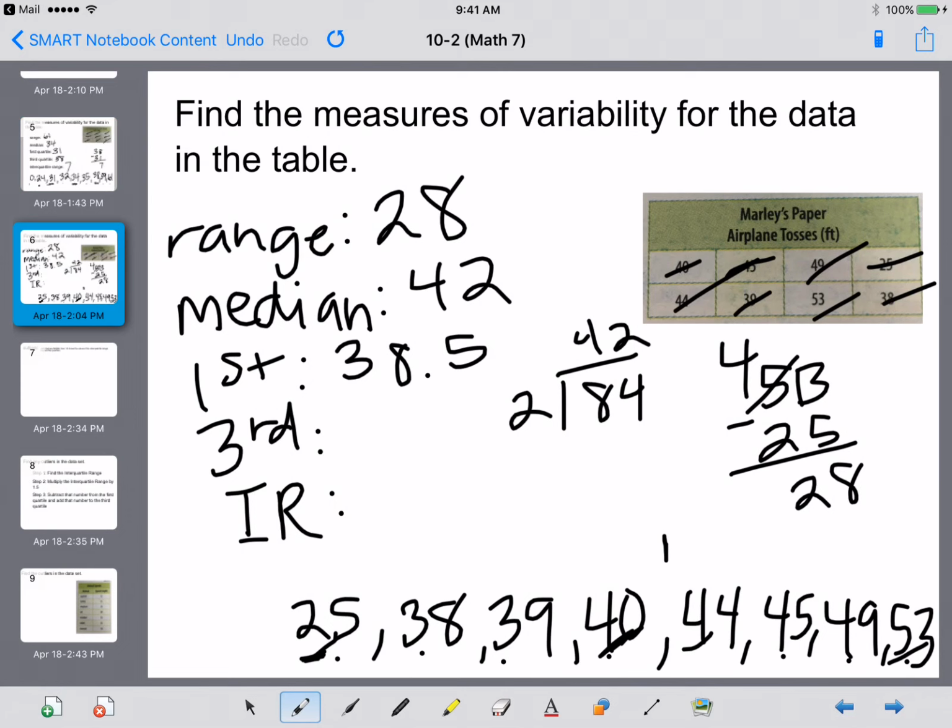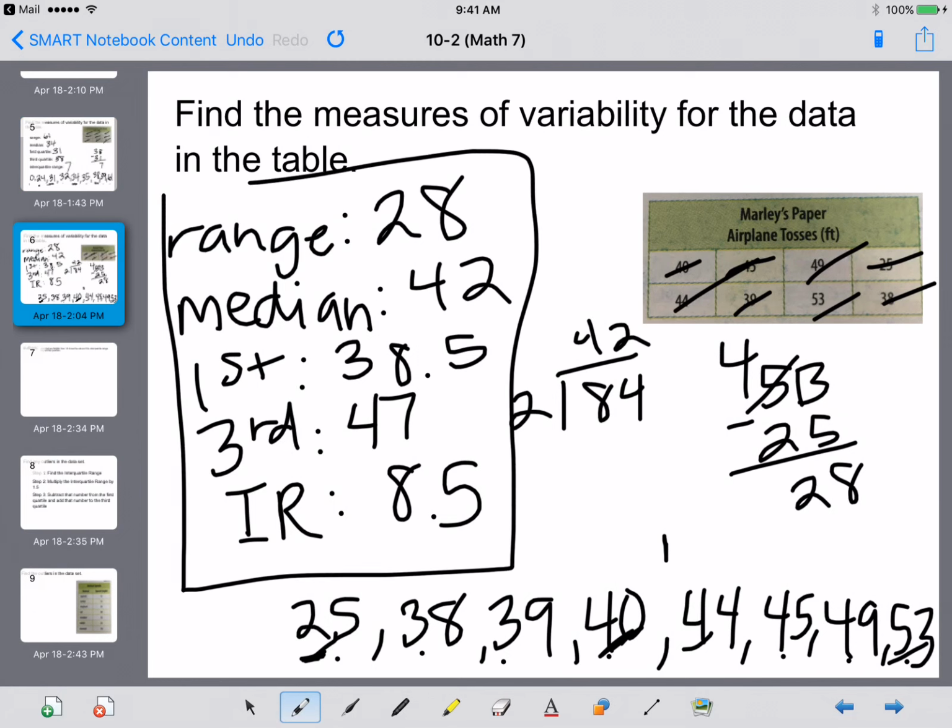The number that is in between 45 and 49 is 47, because you've got 46 going up 1 from 45, down 1 from 49 to 48, and then 47 stuck in between there. And our interquartile range is 47, our third quartile, minus 38.5, our first quartile, to give us 8.5. So those are the 5 pieces of information you need to know for the measures of variability in this problem.